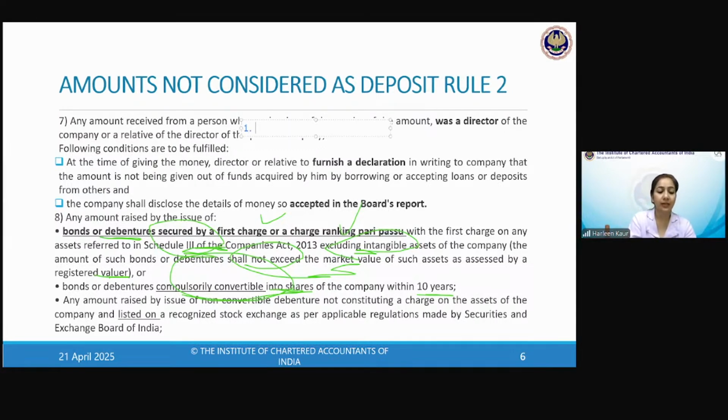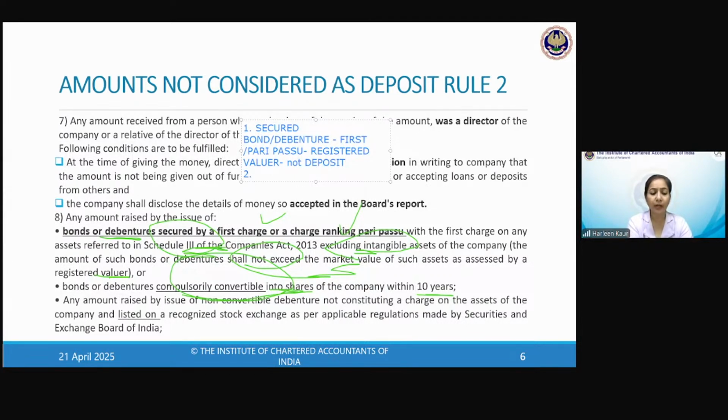The first point is a secured bond or debenture. I have given you a secured bond and debenture, and that security has a charge, which is a first charge or a pari passu charge, and the valuation is done by the registered valuer. In such a case, the amount received is not a deposit. Everyone clear on this point? Point number 2, CCDs or CCBs: compulsorily convertible debentures into shares within a period of 10 years, not a deposit.